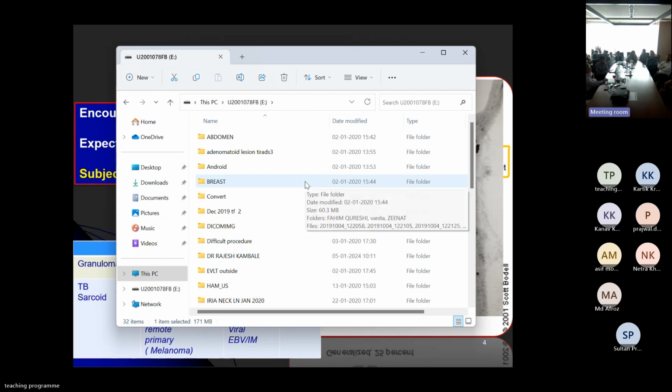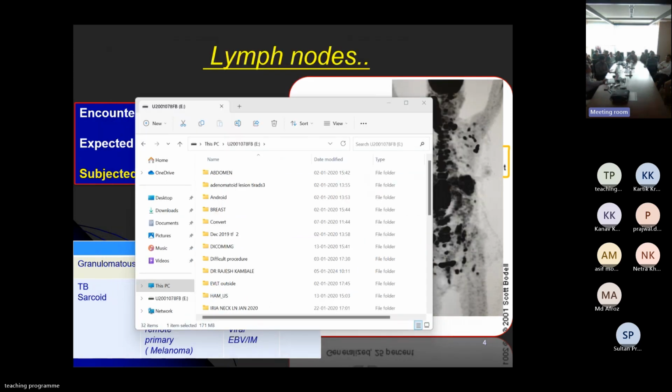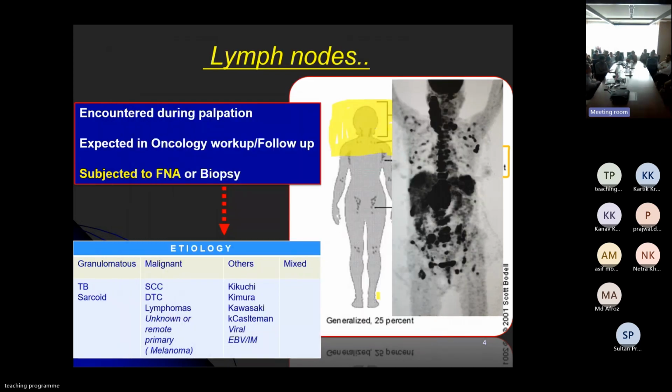But as usual, Pradhan sir was the one who made me do the first nodal ultrasound. Lymph node is something which we encounter during palpation, which is why we do the imaging, because it is expected in oncology workup and in follow-up. And we do a lot of FNA and biopsies, which becomes the second step.